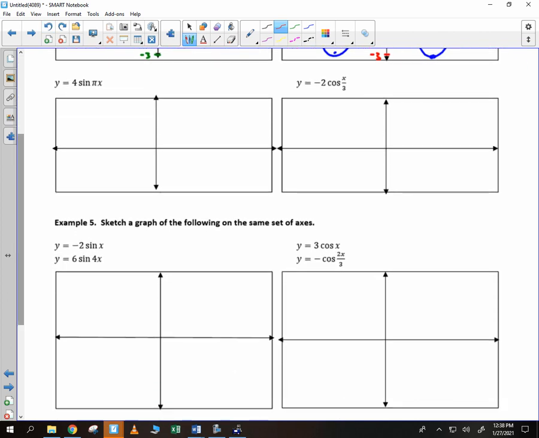If you look at the next one, 4 sine of pi x, the amplitude is going to be equal to the absolute value of 4. The period is equal to 2 pi divided by the number in front of x. The number in front of x is pi, so you get 2. So the amplitude is 4, the period is 2. So I'm going to mark off 2 and negative 2. Divide 2 in half, I get 1. Divide that in half, I get 1 half, and 3 halves. Negative 1, negative 3 halves, negative 1 half. Then mark 1, 2, 3, 4.